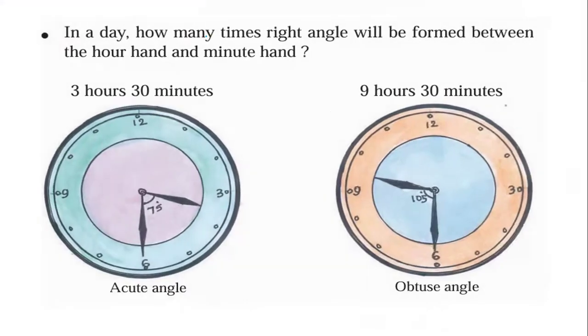See, in a day, how many times will a right angle be formed between the hour hand and the minute hand? Between the hour hand and minute hand, this is an acute angle, this is a right angle, I already told, and this is an obtuse angle.